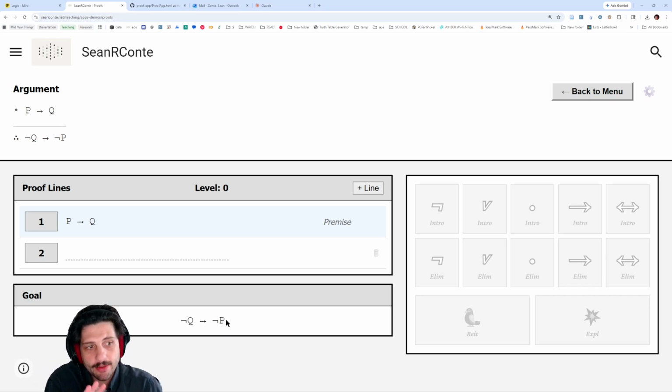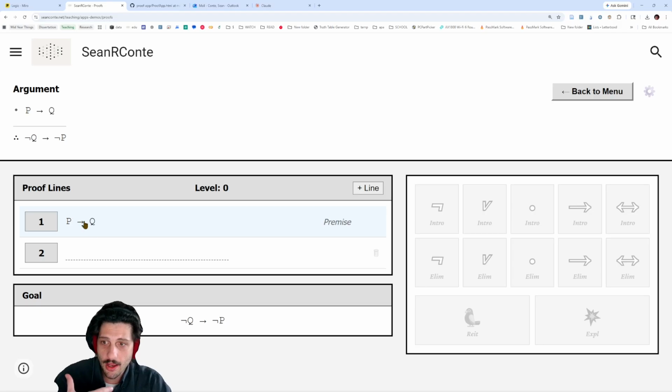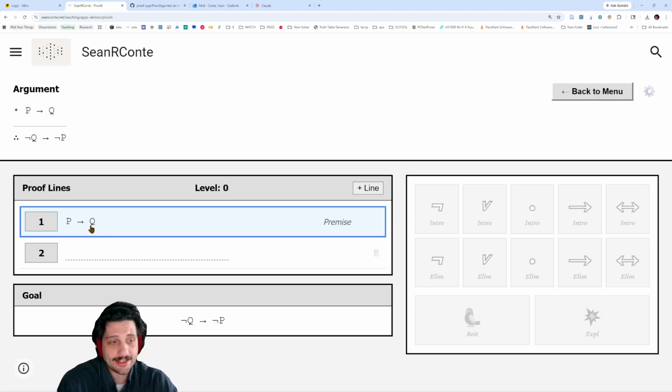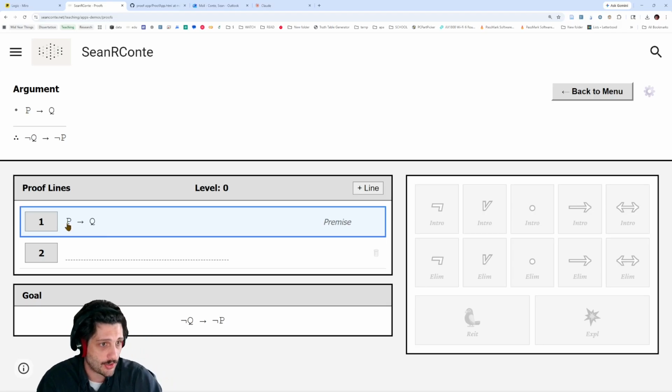So I'm not going to be thinking about proof by contradiction, or negation introduction, is what I mean, right away. Instead, I'm proving a conditional. So that's what I'm going to think first, right? If I look at my premise, I can't eliminate my conditional up here because I don't have P sitting alone. So I can't do anything with my premise.